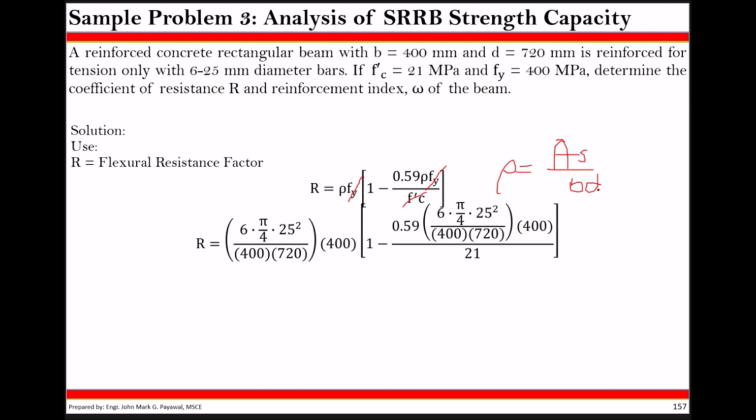Pause the video and please try to compute for R, which is your flexure resistance factor. That is 6 times pi over 4, 25 squared over 400 times 720 times the Fy, which is 400, multiplied by the quantity 1 minus 0.59 times rho Fy over 21. The value for R would be 3.62. Again, this is just formula-based.